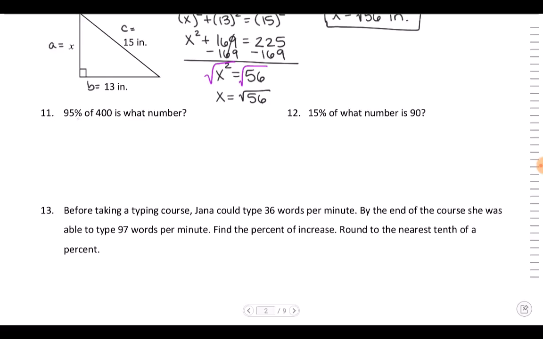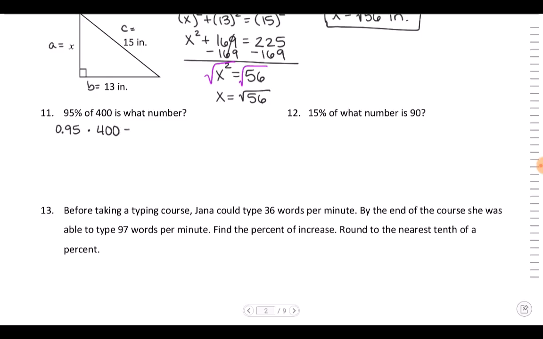When it says 95% of 400, the word of here means to multiply. And for 95%, we would need to rewrite that as a decimal. So 95% means per 100. So if I take 95 and divide by 100, I would get 0.95. The shortcut is to move the decimal 2 places to the left. And we get 0.95. And then of, we said, means multiply 400.